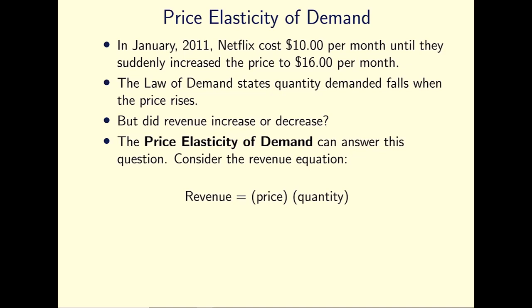Looking at the example on the slide in front of you, we see that in January 2011, Netflix cost $10 per month until later in 2011 when they increased their price to $16 per month. So it's quite a big increase. Now we know the law of demand tells us that if a company, here Netflix, raises its price, the quantity demanded is going to fall. The number of subscriptions to Netflix should fall.